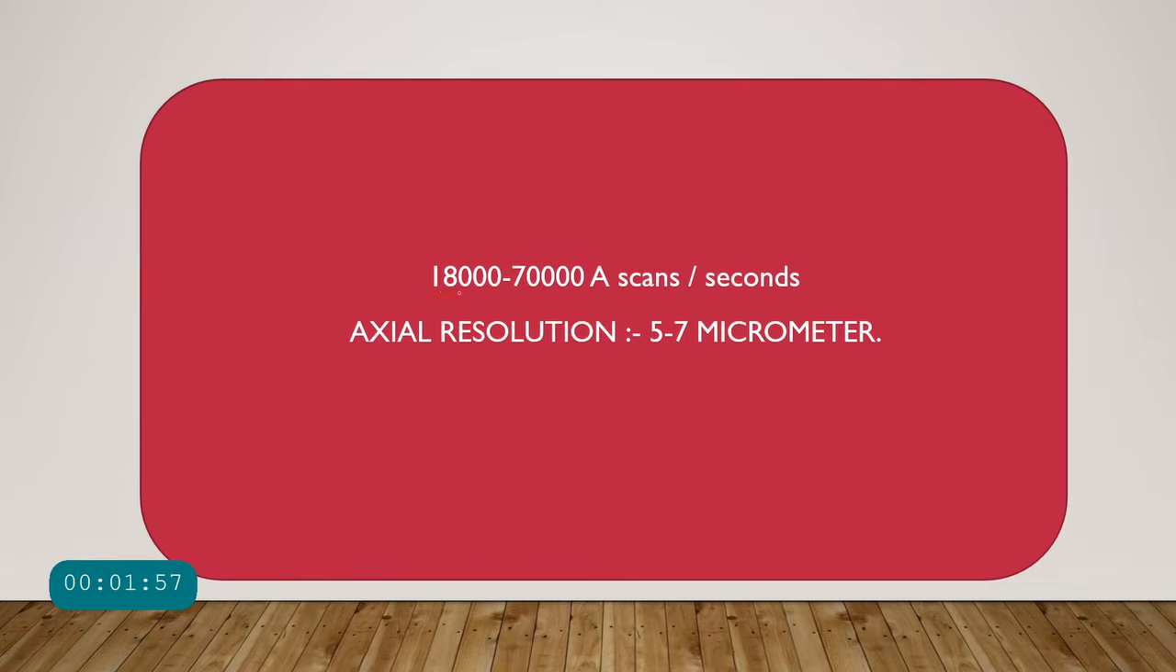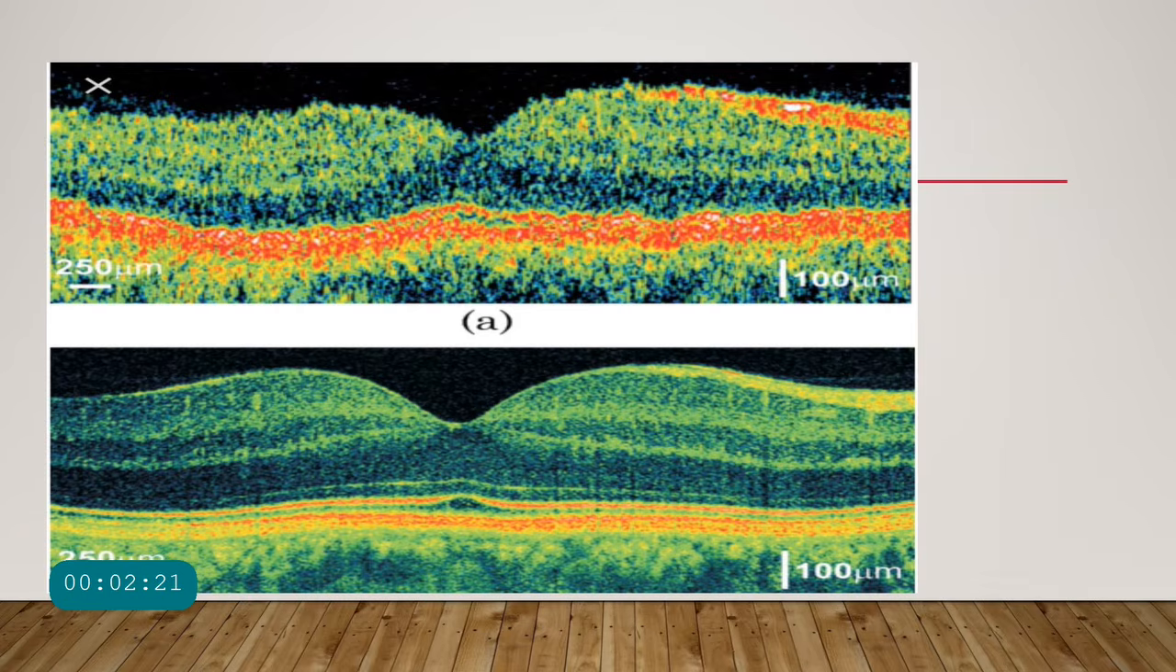So this number changes according to the type of machine that we are using for the spectral domain OCT, but you can remember it as, if time domain was in hundreds, 400s, this is actually in 10,000s, and it is about 18,000 to 70,000 A scans per second. And the resolution also, you can see it has improved so much, it is about 5 to 7 micrometers.